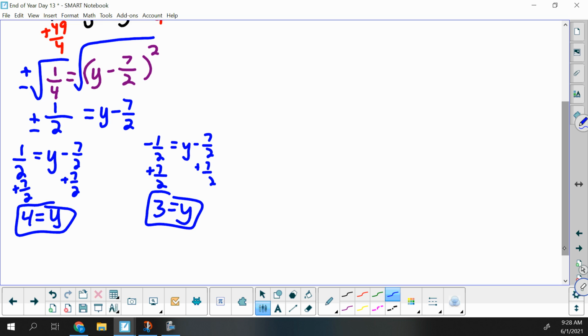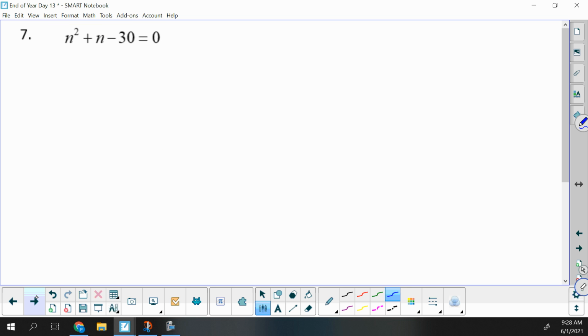We're going to jump down to, on the next page, number 7. We're going to solve this by completing the square. First check is, do we have a 1 in front of our squared term, which we do. Then we've got to get the constant on one side by itself. So we'll add the 30 over. So this will be n squared plus n, leave a little space, and then equals positive 30 now.